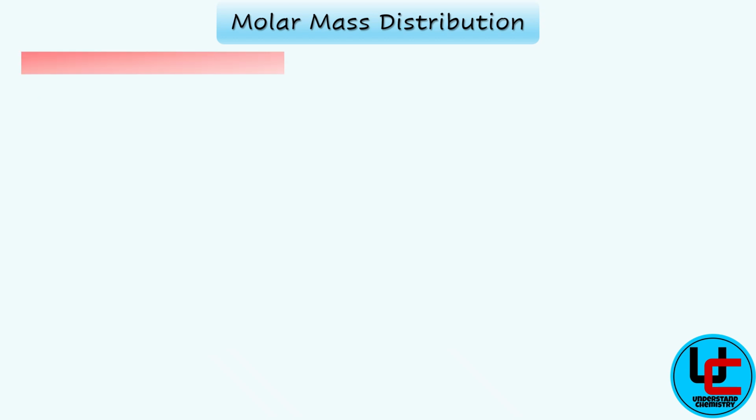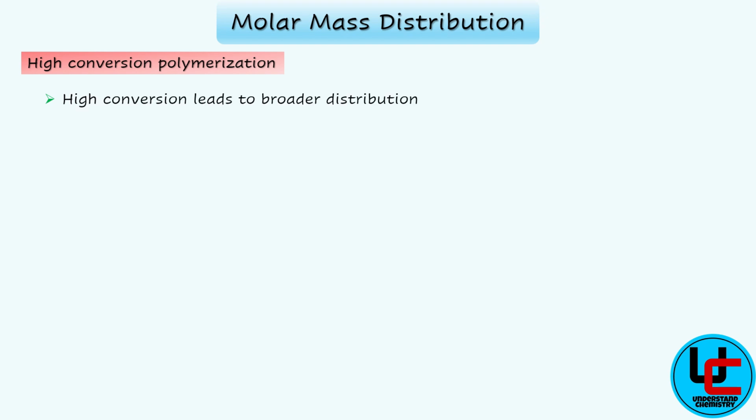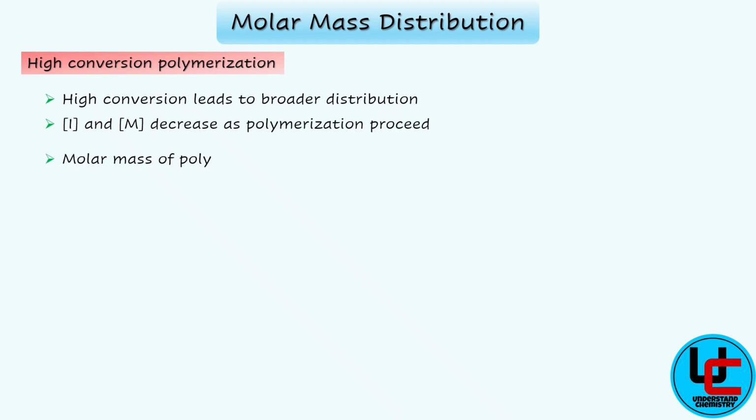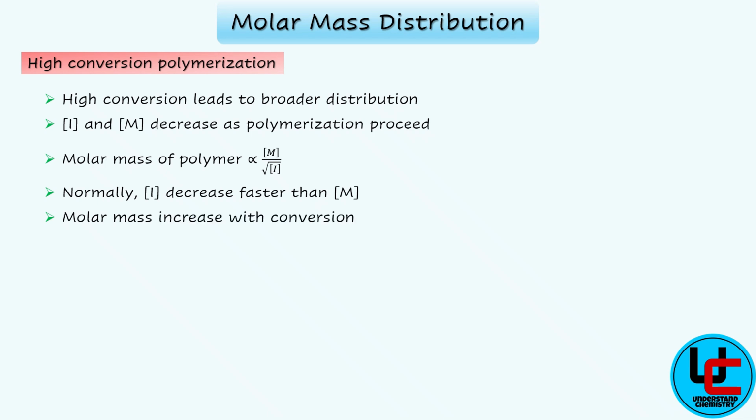Let us see the cases for high conversion polymerization and dispersity. For high conversion polymerization, the size distribution is much broader. The concentration of initiator and monomer decrease during polymerization, and the molar mass of the polymer is proportional to the ratio of the concentration of monomer to the square root of the concentration of initiator. Normally, the initiator concentration decreases much faster than the concentration of the monomer. Therefore, the molar mass of the polymer increases with conversion. The value of dispersity for such high polymer typically ranges between 2 and 5.